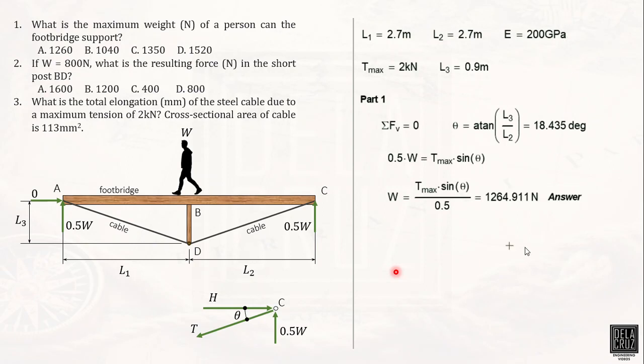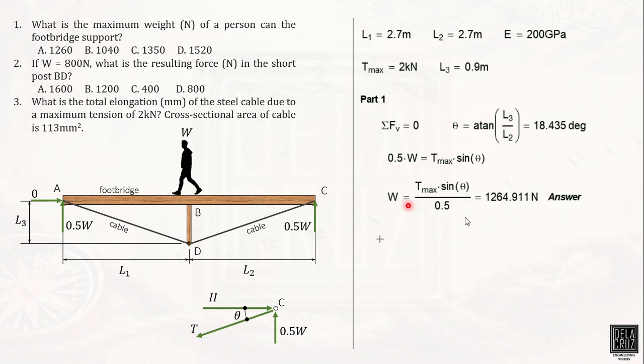What is asked here is the maximum W that the footbridge can resist. Actually, any value lesser than 1264 would be correct, but for the problem, the maximum weight should be 1260. It must not exceed 1264. I hope you are getting that. It should not go beyond 1264, because if it does, our footbridge will fail.